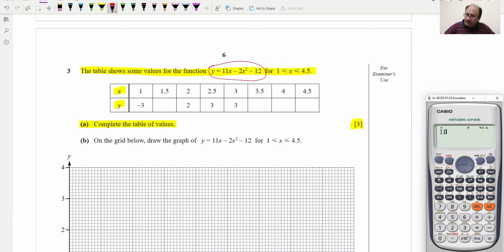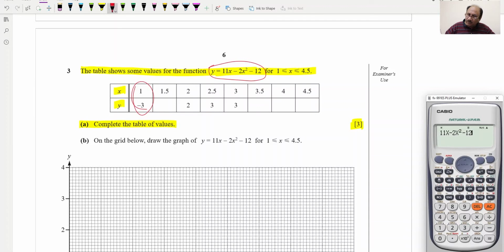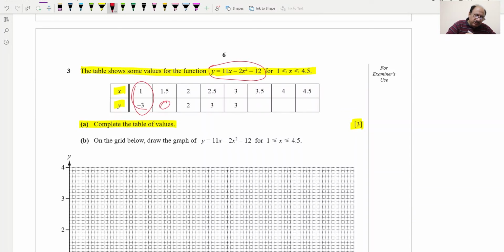It will be 11x minus 2x squared minus 12. After typing this equation, we will calculate for 1 to double check whether our calculation is responding properly or not. So calculate for 1, and this should be minus 3, and we can check this is minus 3. Now we can calculate for 1.5, and it will give us 0. So the answer here will be 0. Now we can calculate for 3.5.